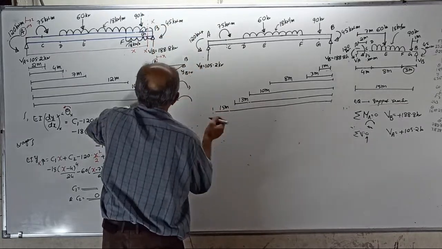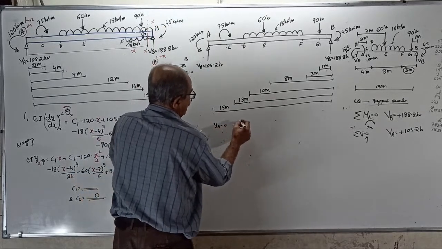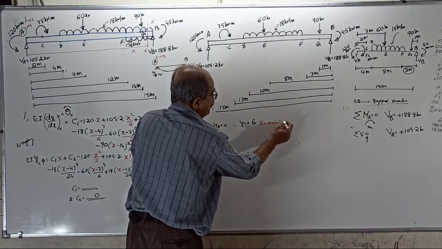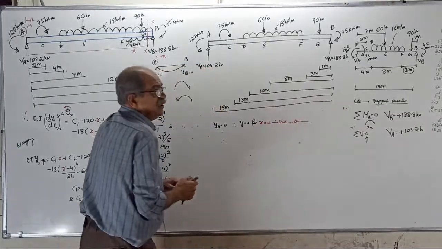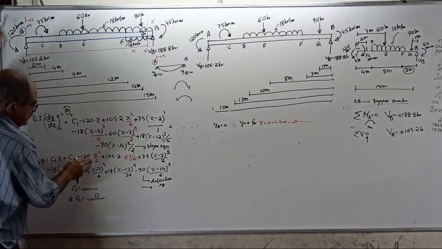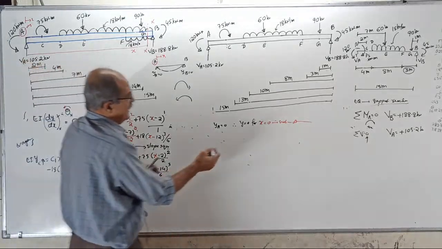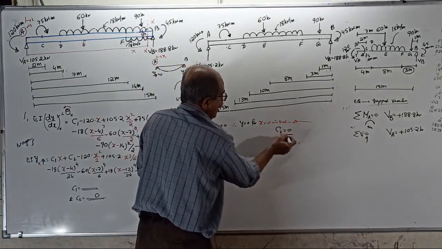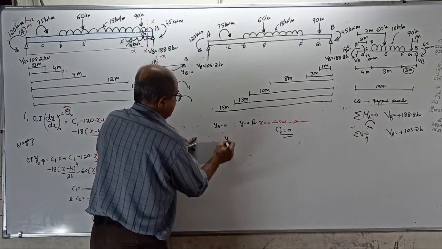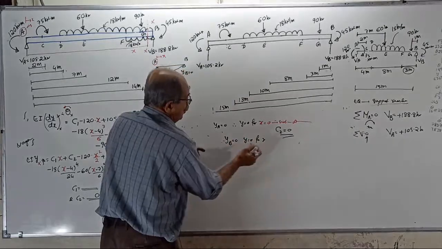First, your condition: y at A equal to 0. Therefore, your y becomes 0 for x equal to 0. Substitute in deflection equation. You should substitute 0 equal to 0 plus C2 into 0. Minus 2 is not applicable. You will get C2 equal to 0. If you are not able to get this, better not continue in my class. Then next, deflection at B equal to 0. So your y becomes 0 for x equal to 15 meter.